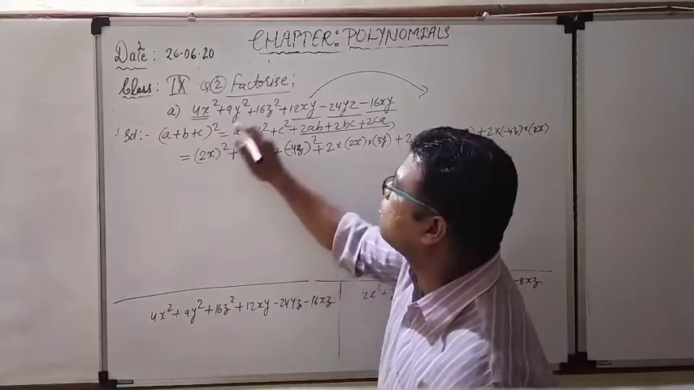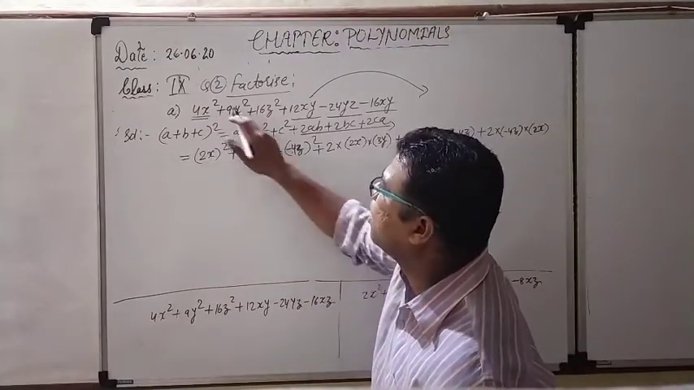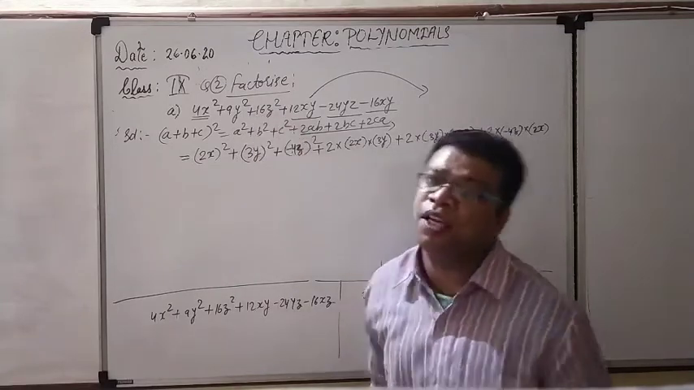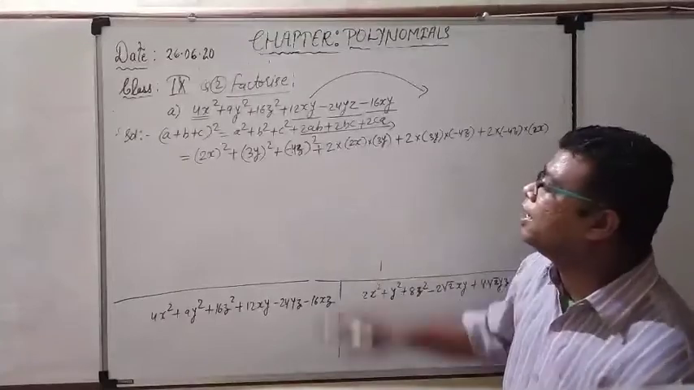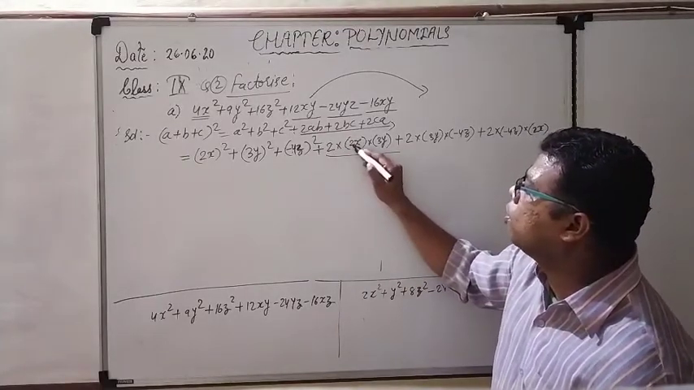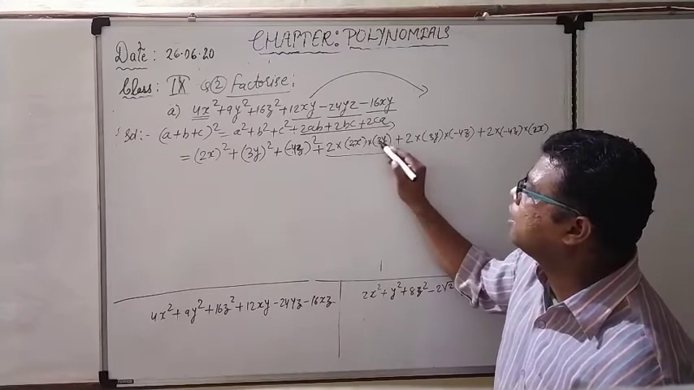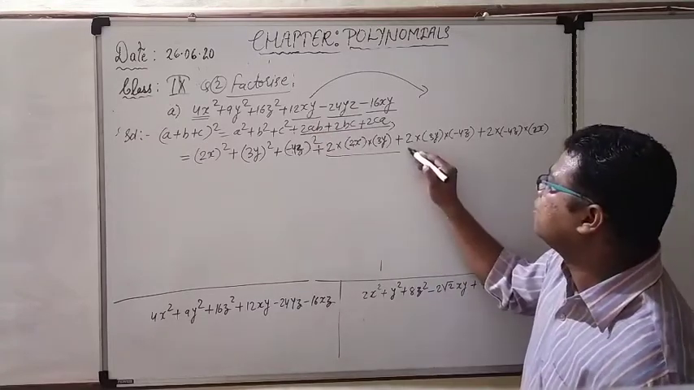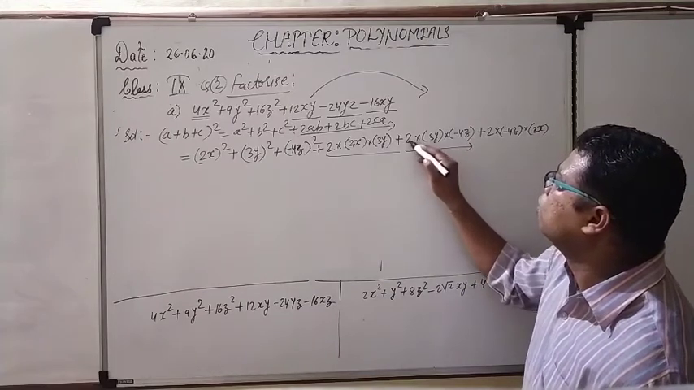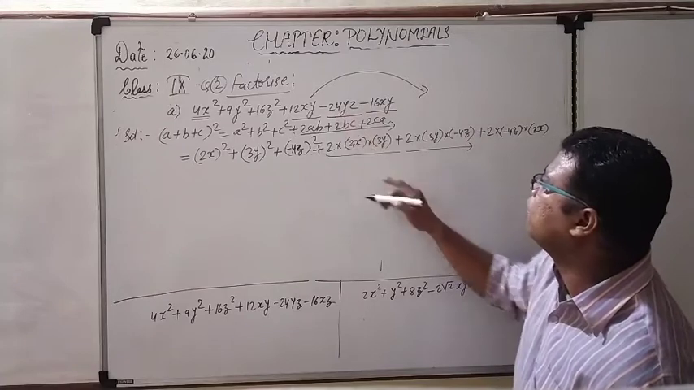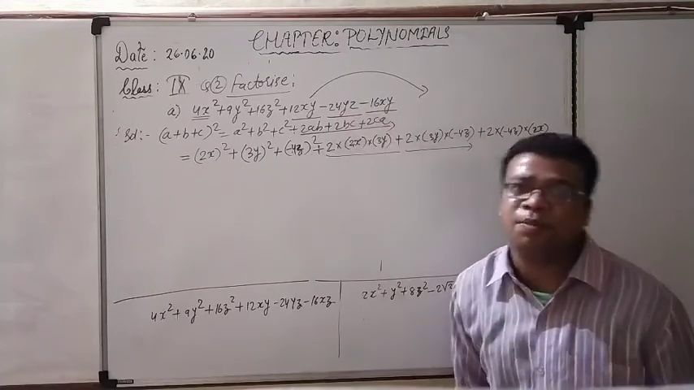Like 2x square gives 4x square, 3y square gives 9y square, minus 4z square gives 16z square. Till here it is okay. Now multiply all the things. 2 times 2 is 4, 4 times 3 is 12xy. You can see plus 12xy is coming. After that, go for this term: 2 times 3 is 6, 6 times 4 is 24, minus 24yz. Same thing is coming.